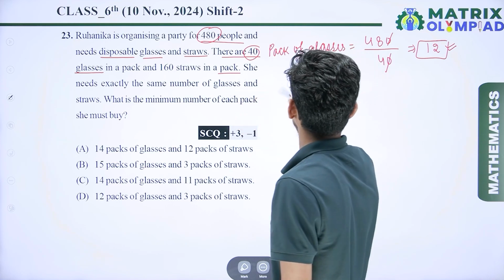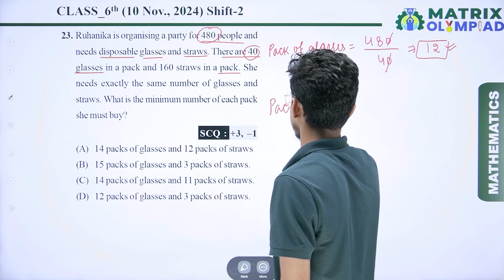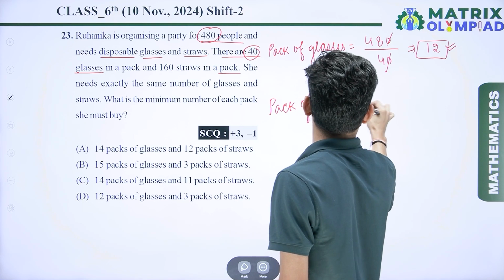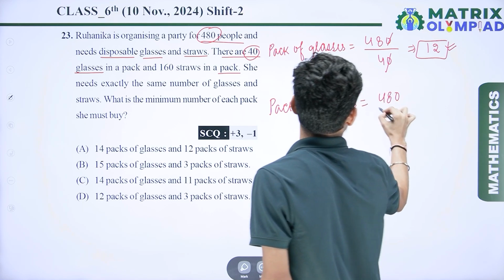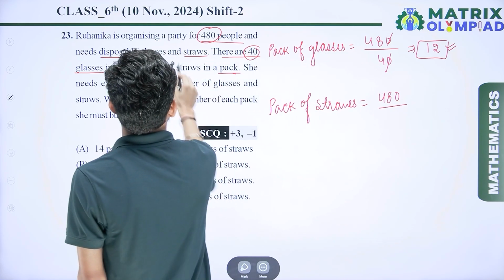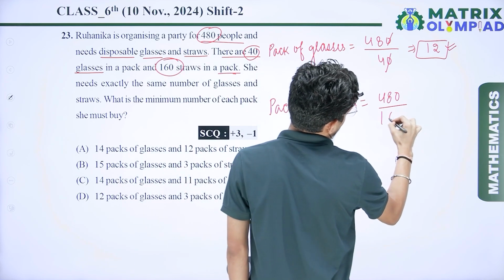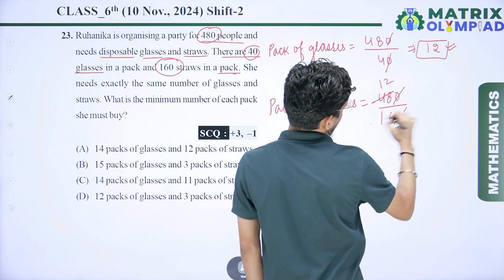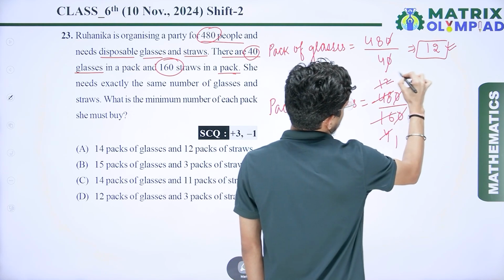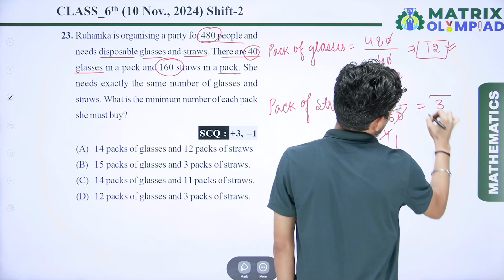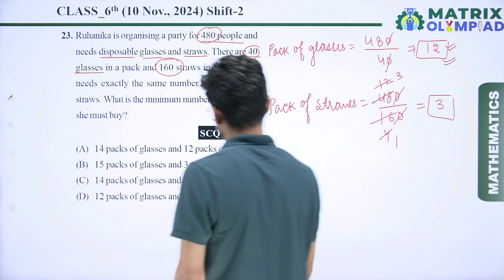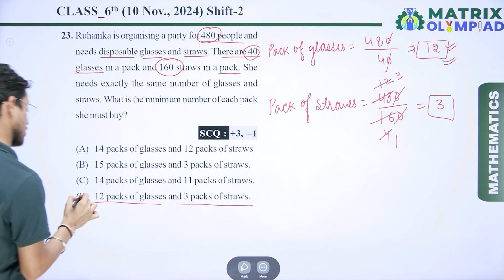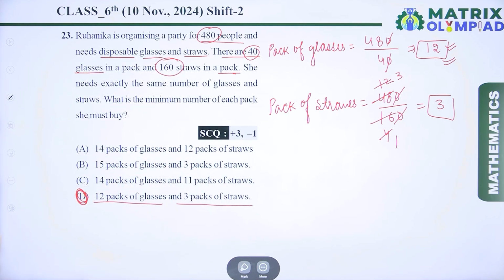So now if I talk about packs of straws, number of people is 480 and in one pack there are 160 straws. If I cut here, 0 and 0 cancel out, 12, 4 ones are 4, 4 threes are 12. So here we need 3 packs of straws and 12 packs of disposable glasses. So 12 packs of glasses and 3 packs of straws. So here option number D is the correct answer.